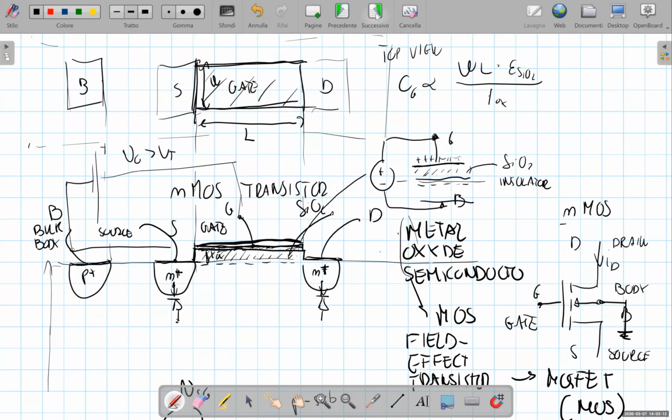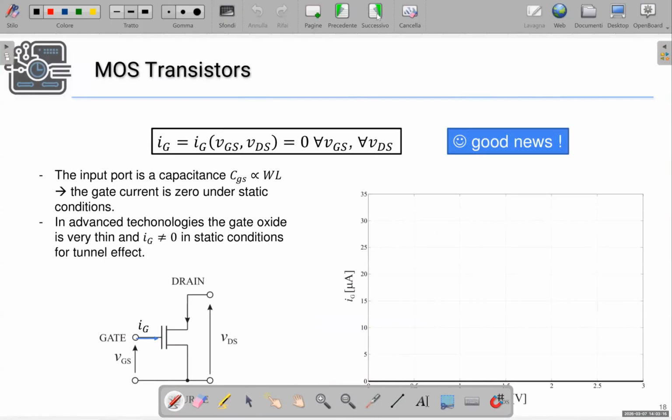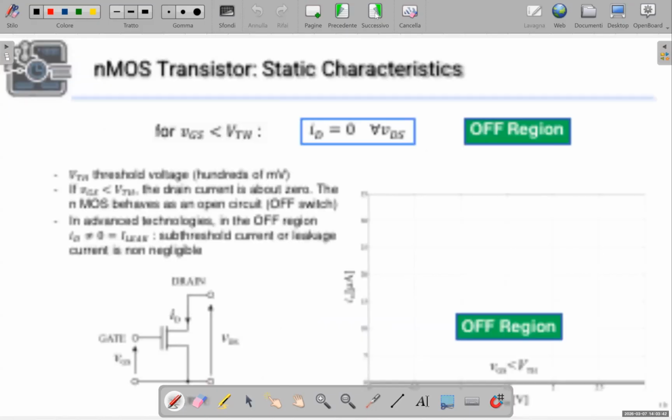Okay, so for the input port, the gate current is equal to 0 for any value of the gate source voltage and the drain source voltage in static conditions. Under dynamic conditions, the structure behaves as a capacitance proportional to the width times the length of the gate area.